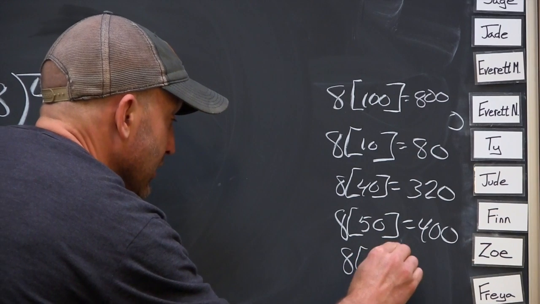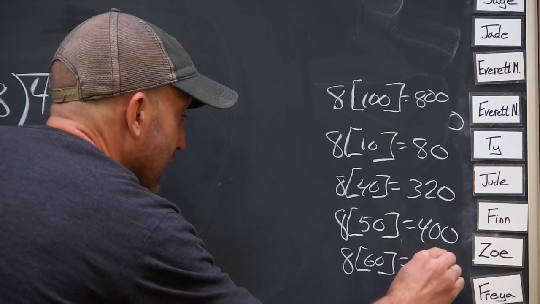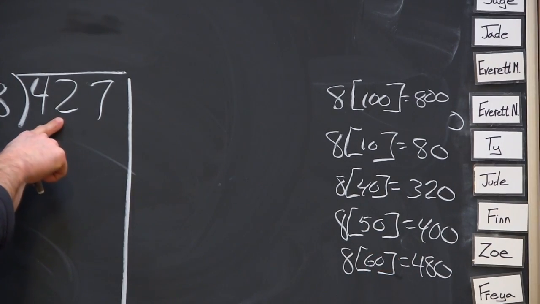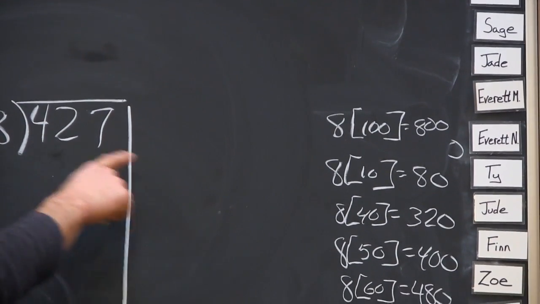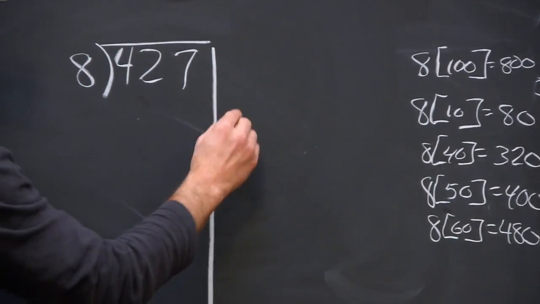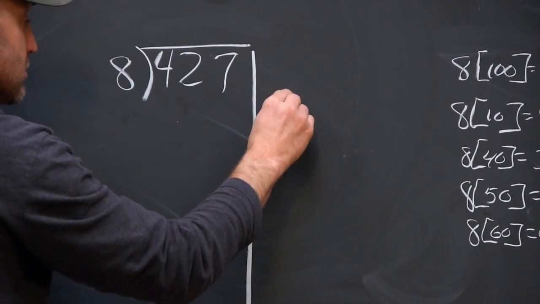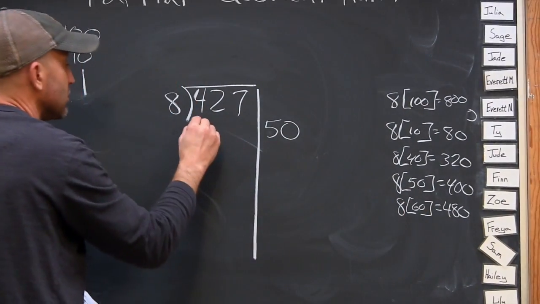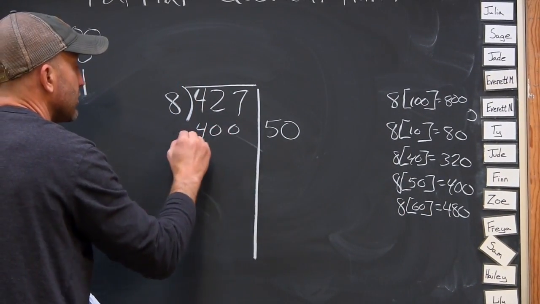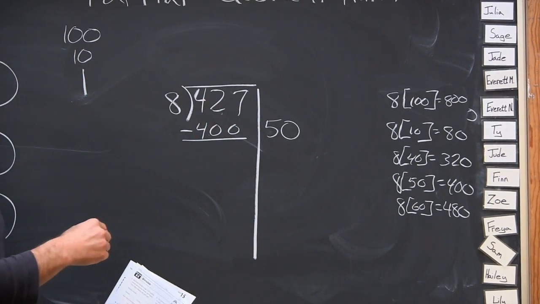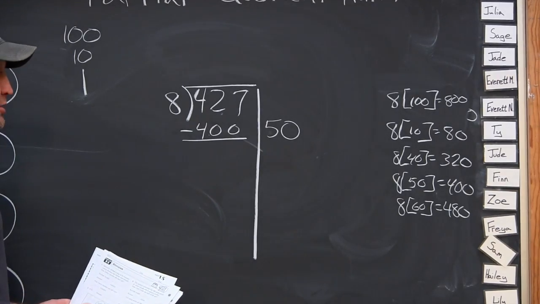8 times 60 is 480. Okay, and I can see that now I've gone over 427, so I'm going to go back to 8 times 50. Now whatever you're multiplying 8 by, you write to the right of the line. Okay, 8 times 50. And then I write the answer, 400, underneath what I'm dividing.